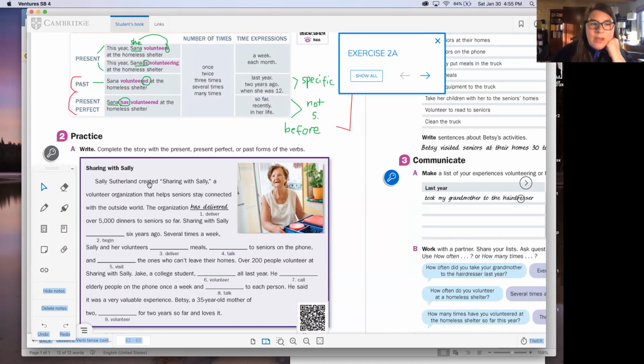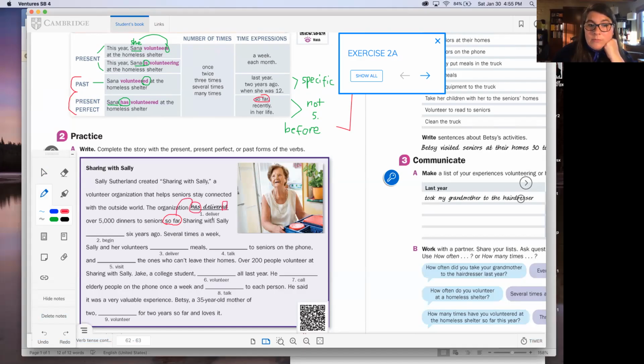Sally Sutherland created Sharing with Sally, a volunteer organization that helps seniors stay connected with the outside world. The organization has delivered over 5,000 dinners to seniors so far. What does so far mean? So far means present perfect. So here you need has and delivered. That's the past participle. Okay, so this is the information you need to tell you it's present perfect.